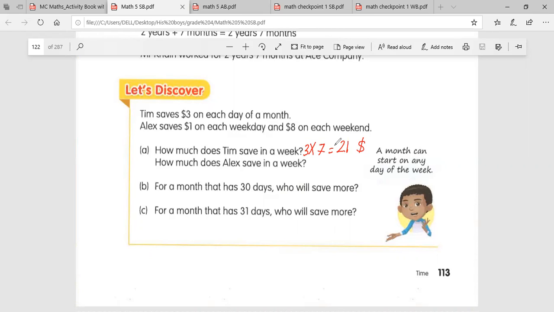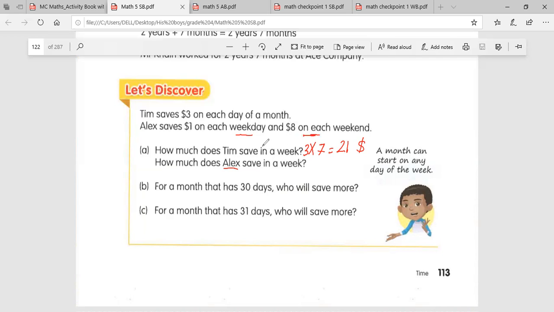The next one. How much does Alex save in a week? Just one, only one. Faris: 8 multiplied by 7. Yes, Abdurrahim, as we said, but we have a problem with Alex. Why? Because on a weekday he saves 1, but on a weekend he saves 8.